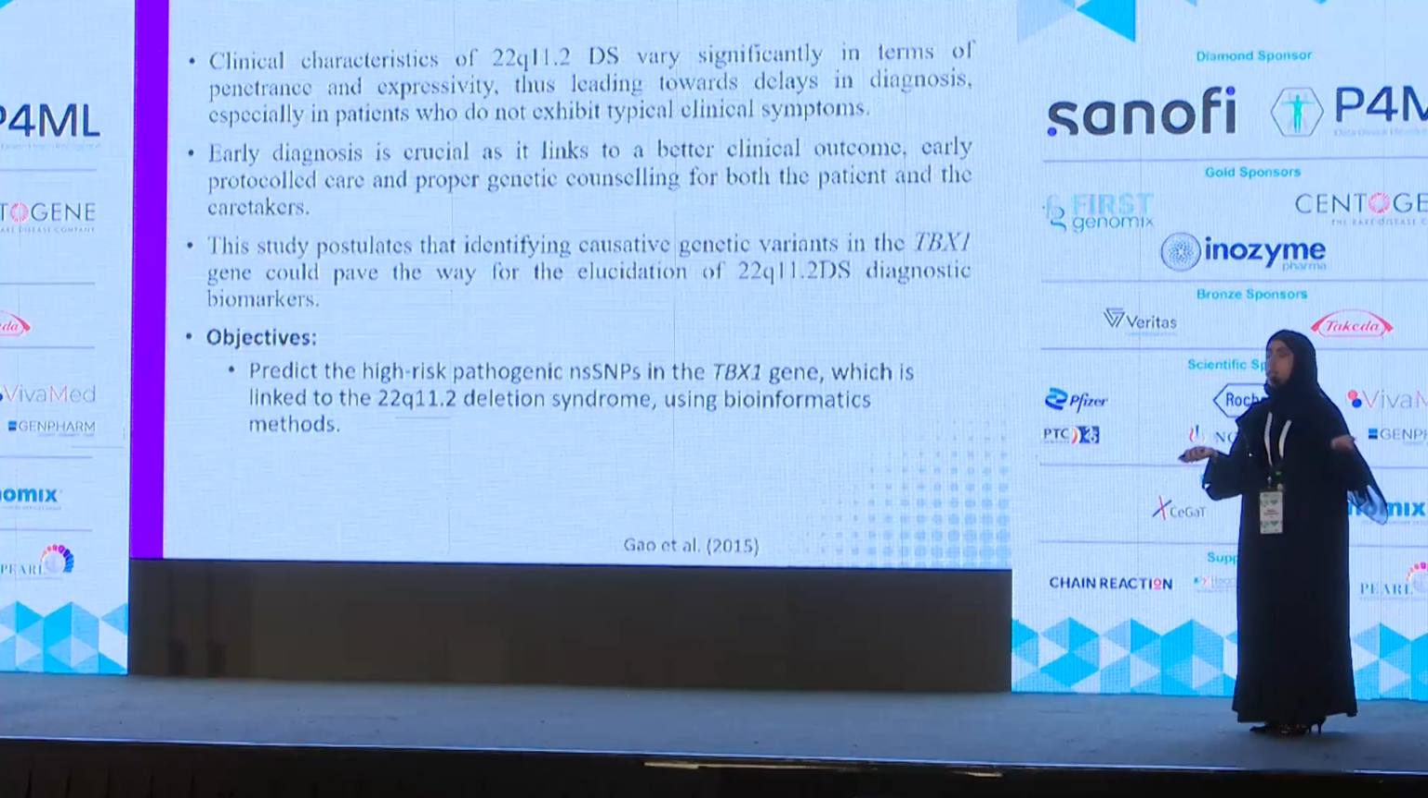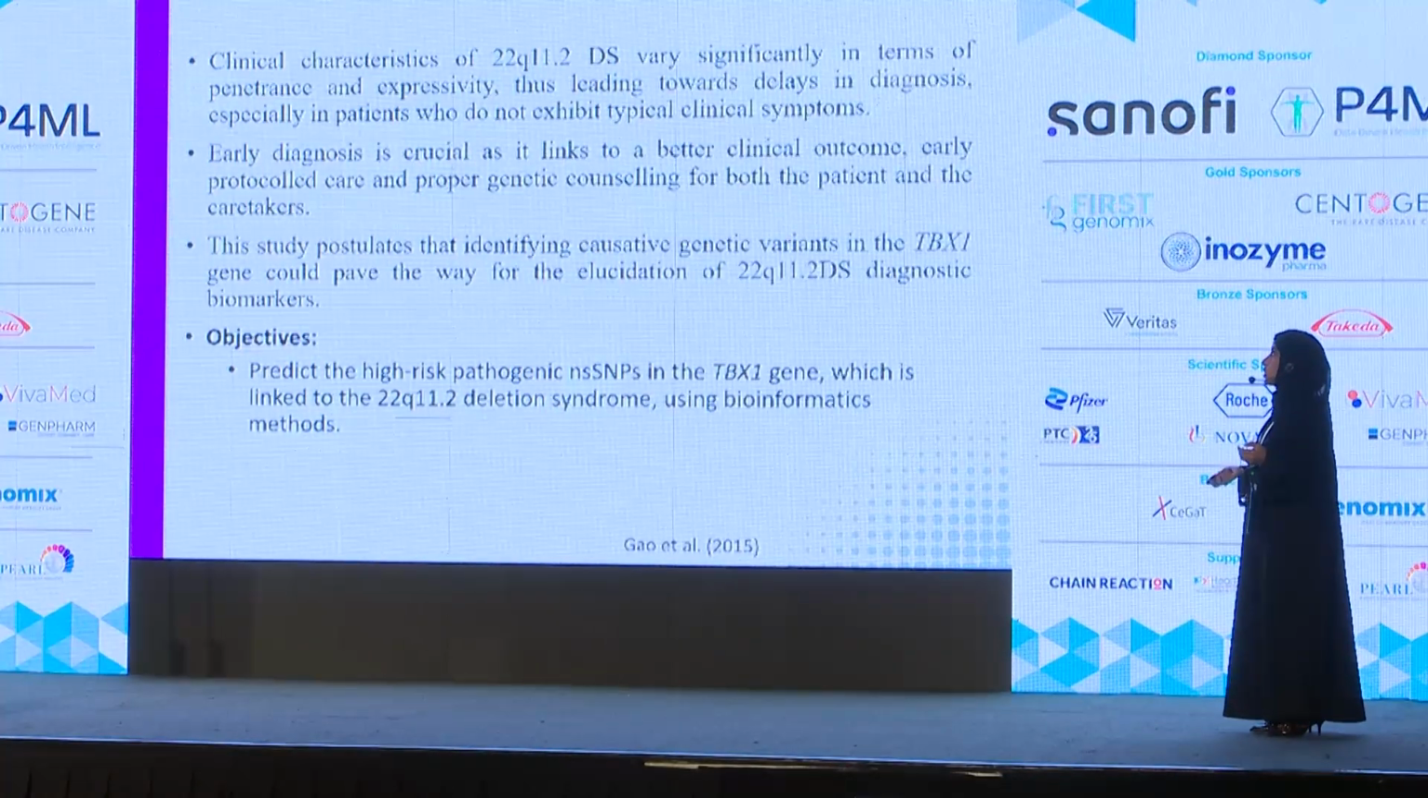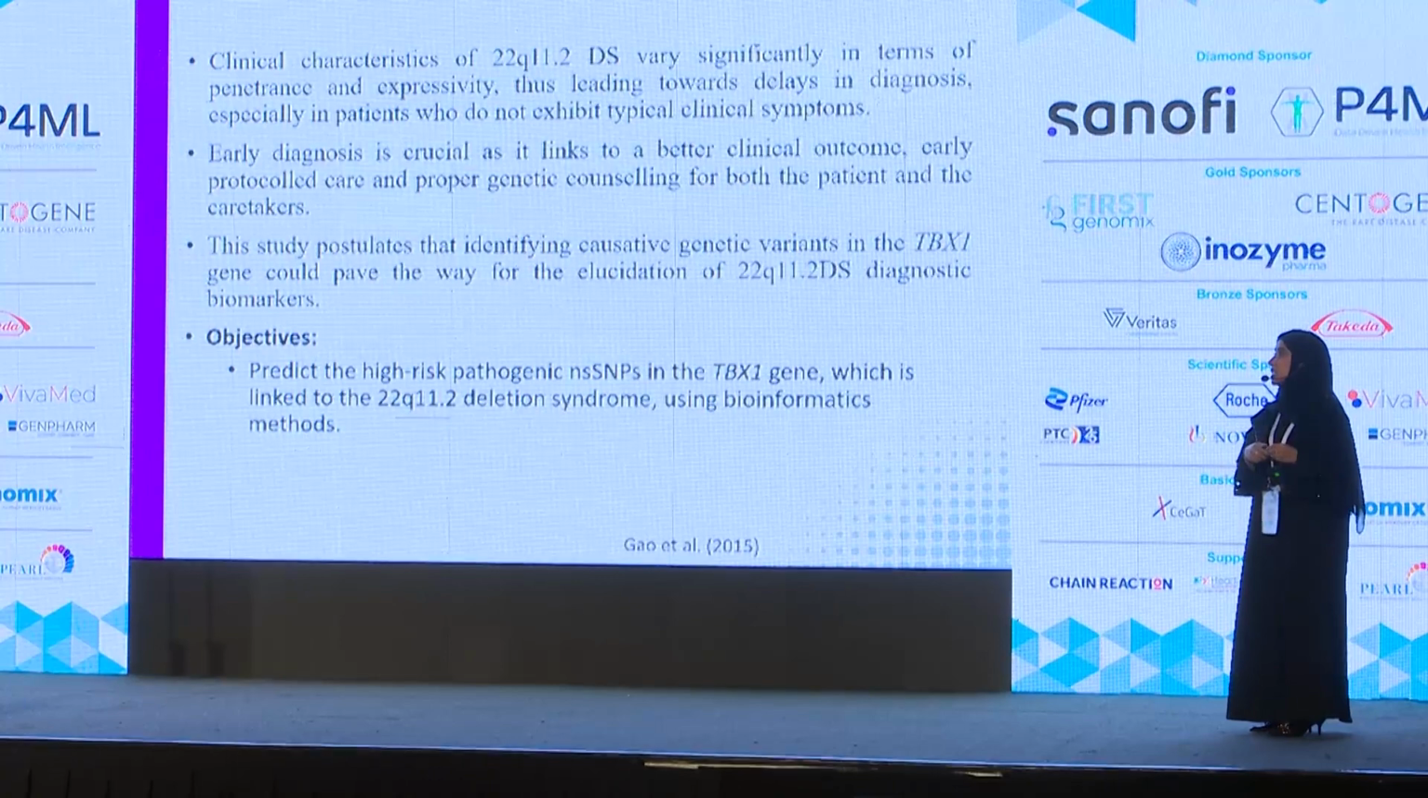And as we all know, early diagnosis is crucial as it's linked to a better clinical outcome, early protocoled care, and proper genetic counseling for both the patient and the caretakers. So this study postulates that identifying causative genetic variants in the TBX1 gene could pave the way for the elucidation of 22q deletion syndrome diagnostic markers.